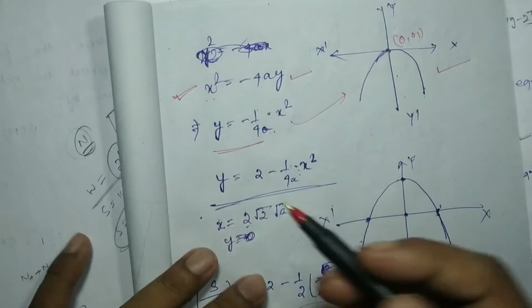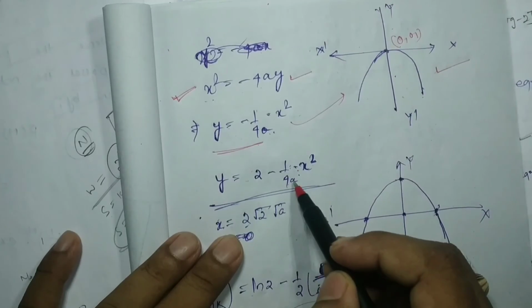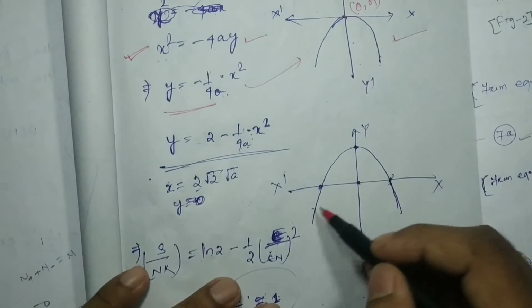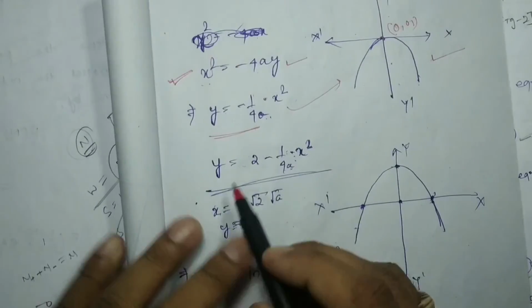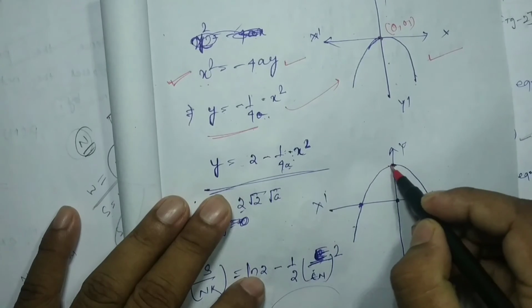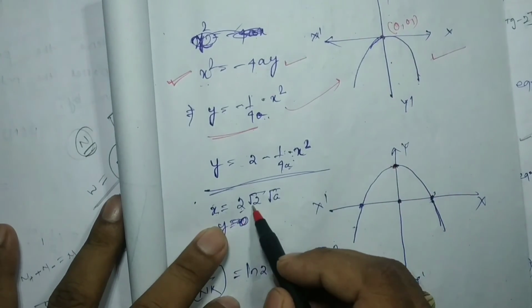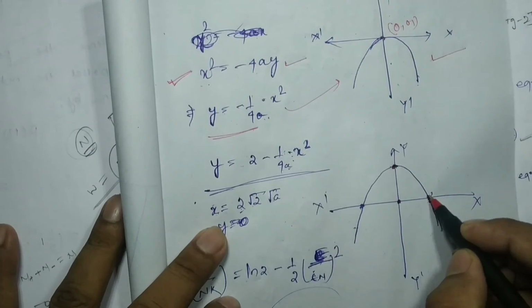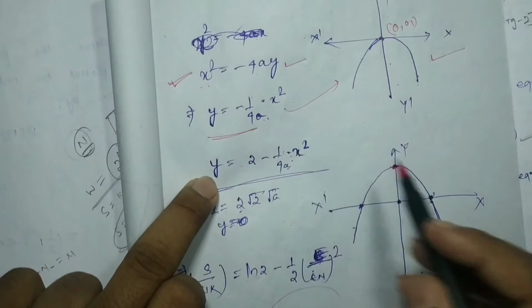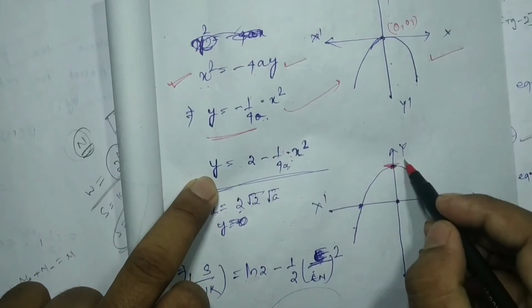Okay, now if we are going to consider y equal to 2 minus 1 by 4a into x square, then what will be the graph? The graph will be like this, because at x equal to 0, y equal to 2. Okay, so for x equal to 2 root 2 into root a, y equal to 0. See, for x equal to 0, y equal to 2. Let this be your 2.